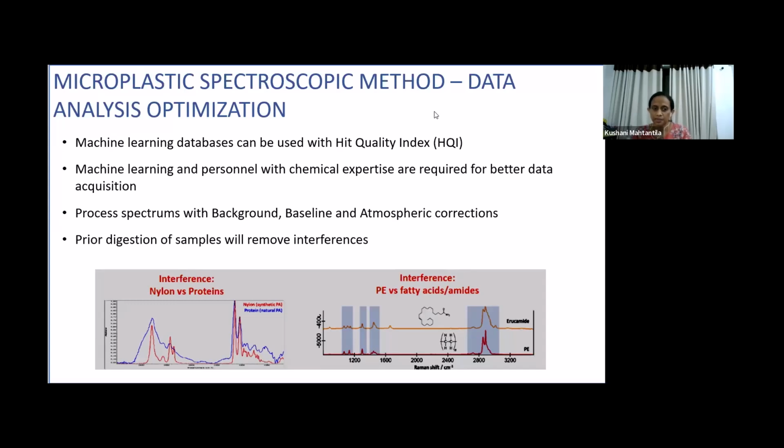The dilution, and if we didn't prepare the sample or digest the organic matter, there can be some interferences. These interferences give, for example, polyethylene versus fatty acids, because this is the Raman spectrum. This is polyethylene versus fatty acids, and this is for the nylon and protein spectrum. So prior digestion of samples will remove the interferences.